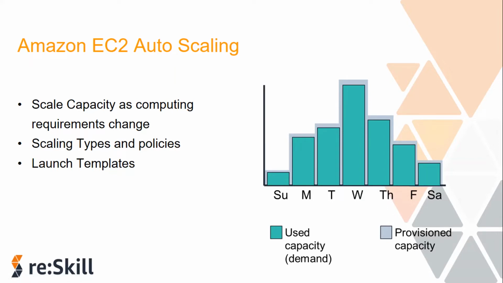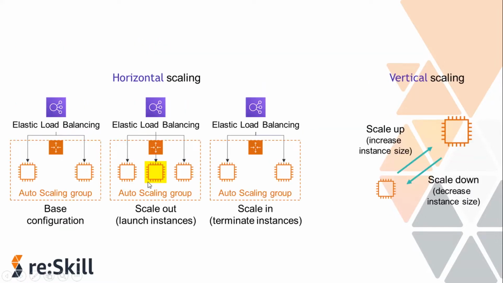There are different scaling policies and types that you can choose to configure. For example, dynamic scaling, scheduled scaling, and predictive scaling. There are other components to configure as well. For example, the launch templates, auto scaling groups, etc. So we will learn about all of this in the upcoming slides. Before we proceed further, let me tell you about the types of scaling that can be done. One is horizontal scaling and one is vertical scaling.